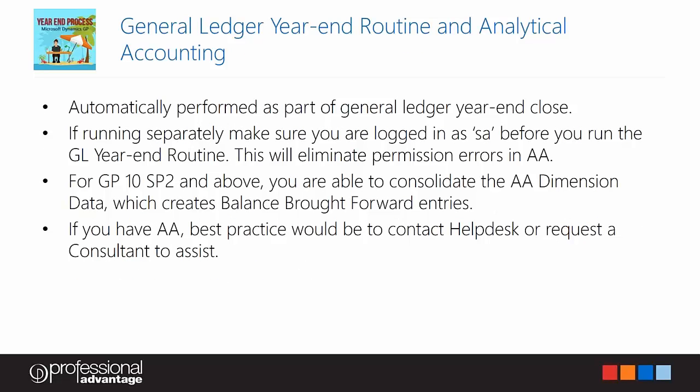All right, so the remaining slides are for users with the Analytical Accounting module. If you're on GP10 and below, there's no year-end process for Analytical Accounting. But for GP10 with Service Pack 2 and above, the year-end routine for AA is now part of the GL year-end closing. It's performed automatically during the year-end process, and you don't need to do anything else. The year-end routine transfers all current year analytical data for each account to account and transaction history for all transaction dimensions. But you have the option to transfer them manually under utilities.